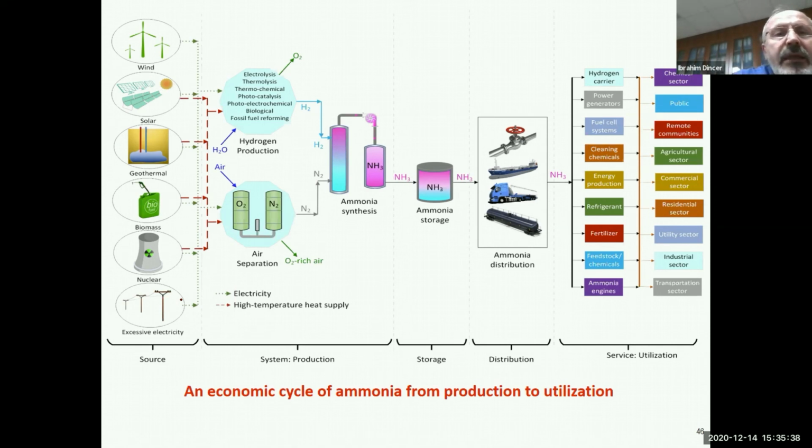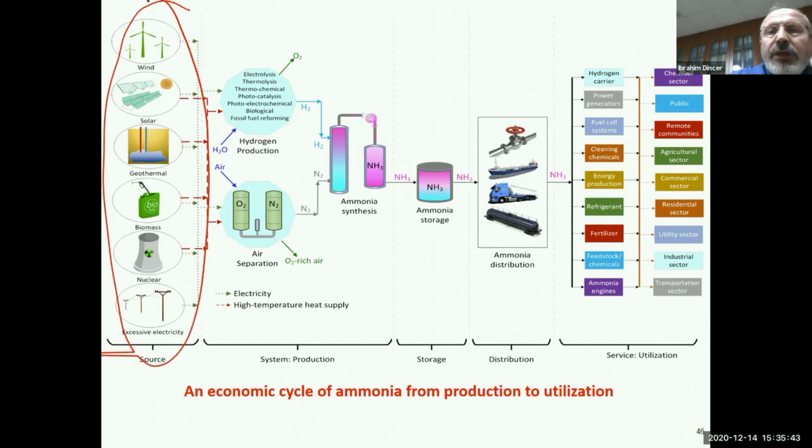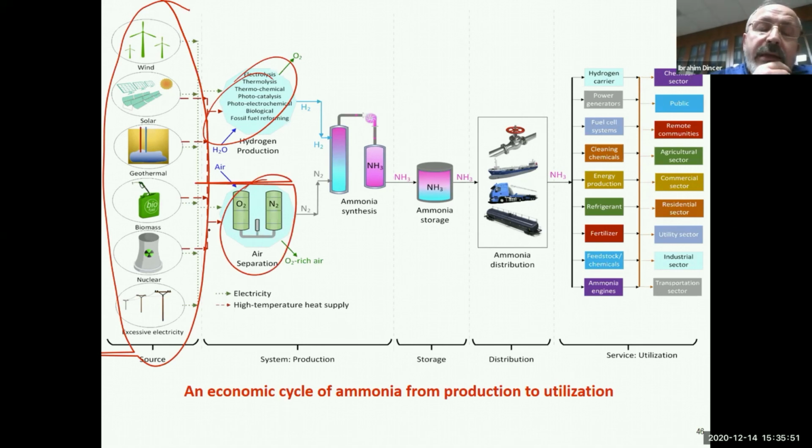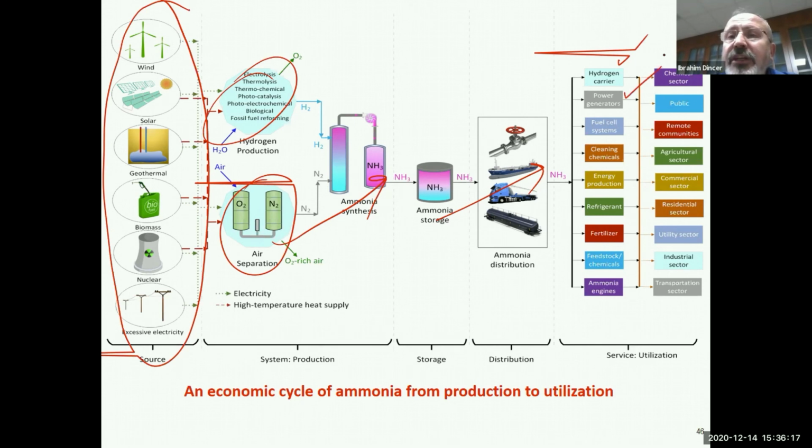Ammonia-based economic cycle, again here, when you have renewables, you can produce hydrogen, and then also you separate nitrogen from air and synthesize into ammonia, and you can supply to various sectors. And that's why it is going to be even more critical. Look at how many places we can use it. We can use it as hydrogen carrier, in power generators, fuel cells, cleaning agents, energy production, as refrigerant, fertilizer, feedstock, and chemicals, using it even in engines. When you look at it, the diversity is huge. And this is also another important solution.